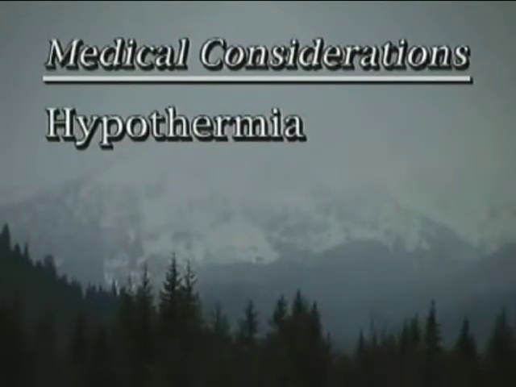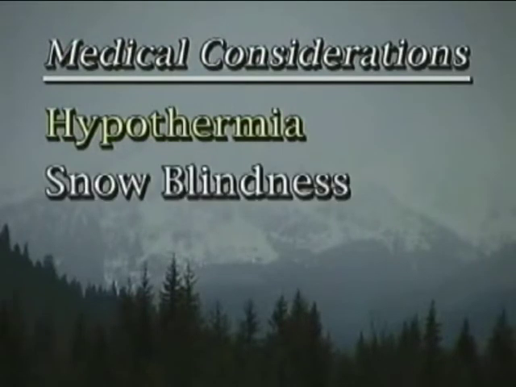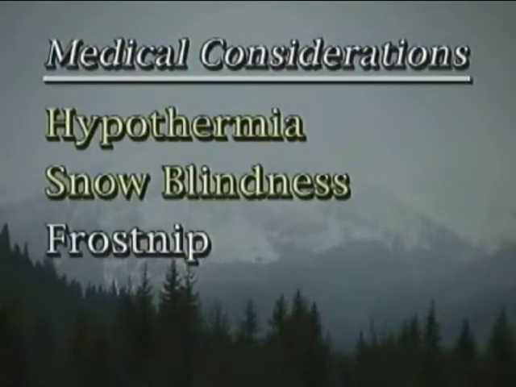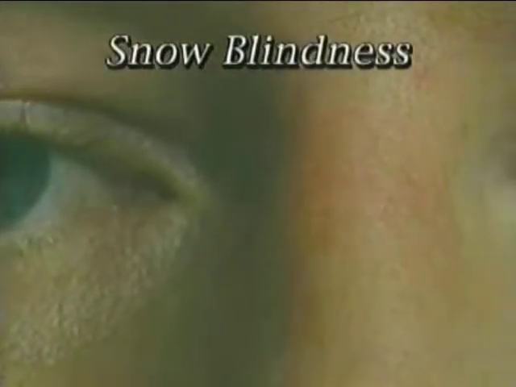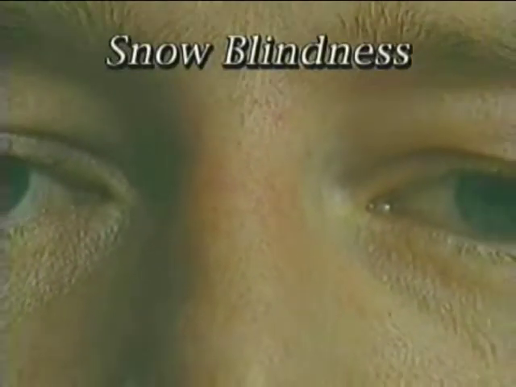Hypothermia is just one medical consideration in a cold land environment. Others include snow blindness, frostnip, and frostbite. Snow blindness is a condition where the outer layer of the eyes have been sunburned. In snow-laden areas, sunlight reflected off the snow is the main cause. The primary symptoms are redness and burning of the eyes. Headache, poor vision, pain, and swelling may also accompany the primary symptoms. Prevention is the best medicine.